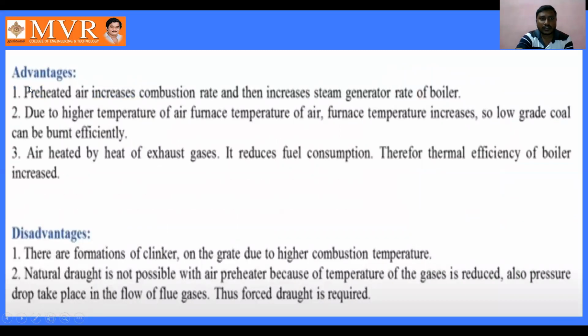We have some advantages and disadvantages. Preheated air increases combustion rate and then increases the steam generation rate of the boiler. Due to the high temperature of air, the furnace temperature increases, so low grade coal can be burnt efficiently. Air heated by the heat of exhaust gases reduces fuel consumption. Therefore, the thermal efficiency of the boiler increases. When the air is heated using these exhaust gases, it reduces fuel consumption, and thereby the thermal efficiency of the boiler is increased, which I have shown you in the diagram.